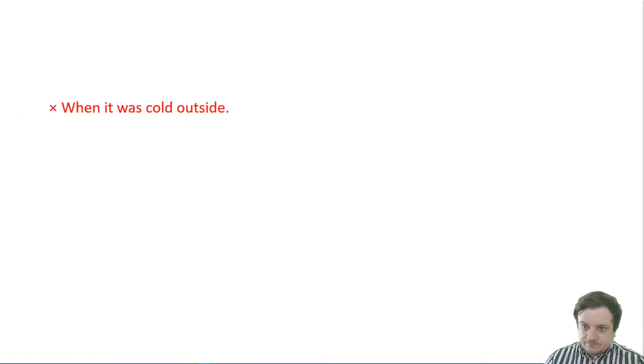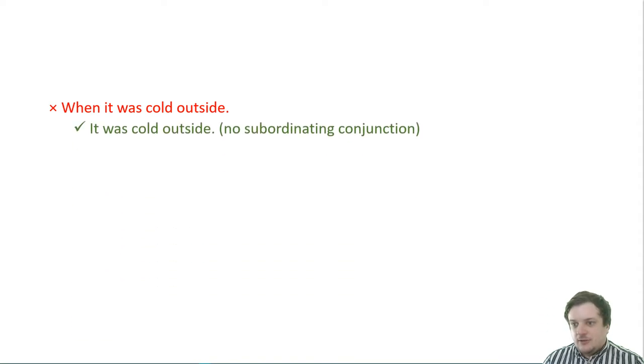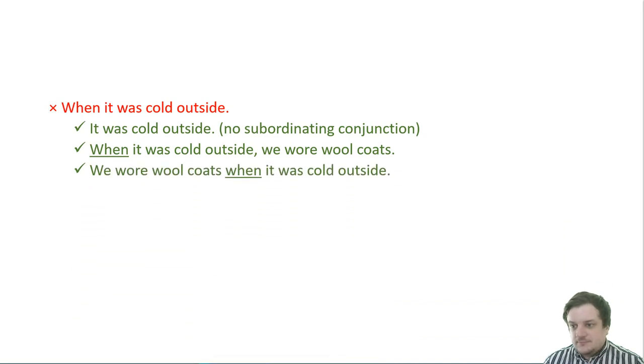Here's an example. "When it was cold outside." As I said before, it's the subordinate conjunction at the beginning of the clause here that is causing the problem. Without the subordinating conjunction, it's fine. It's not a very interesting sentence. So to make it more interesting, more detailed, I need to add an independent clause to complete the sentence and fulfill the requirement set by the subordinating conjunction. You can also put the independent clause before, in front of the subordinate clause.